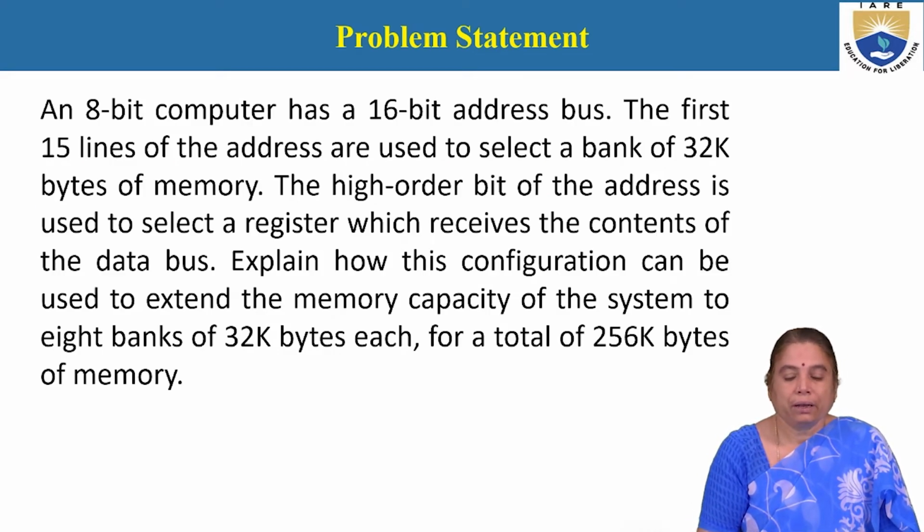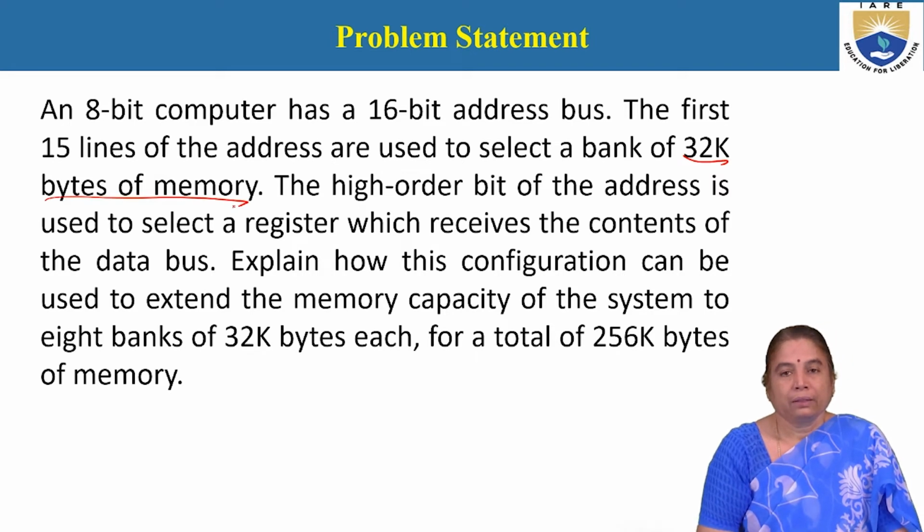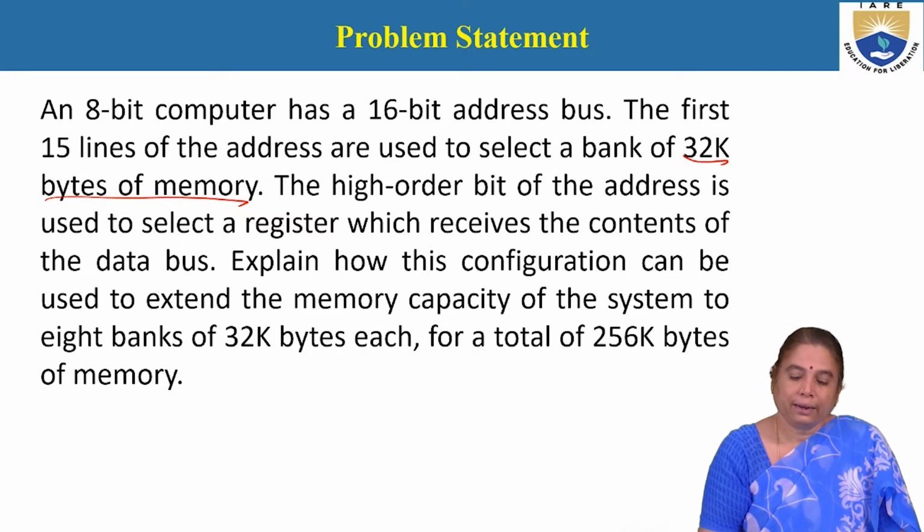Next, an 8-bit computer has a 16-bit address bus. The first 15 lines of the addresses are used to select a bank of 32K bytes of memory. The higher order bit of the addresses is used to select a register which receives the content of the data bus. Explain how this configuration can be used to extend the memory capacity of the system to 8 banks of 32K bytes each for a total of 256K bytes of memory.